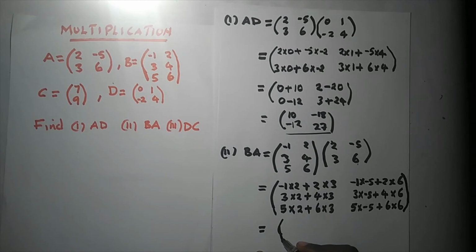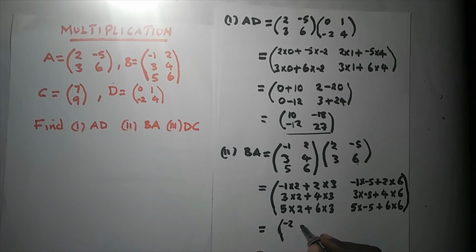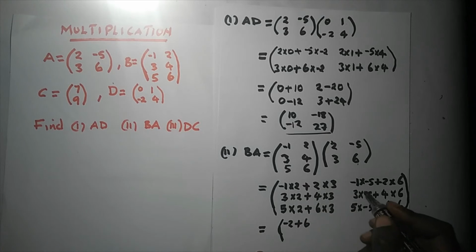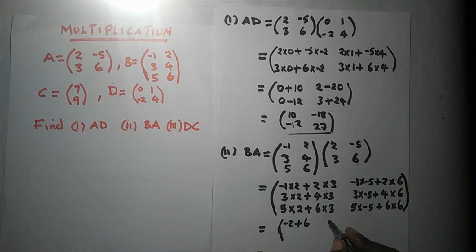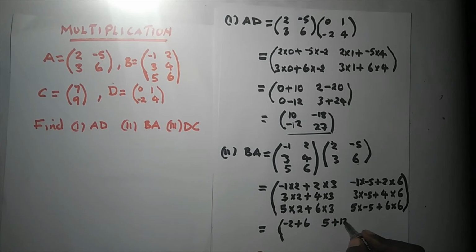We are going to have -1 times 2 is -2. 2 times 3 is 6 plus 6 here. -1 times -5 is +5. Then 2 times 6 is 12, so plus 12. Then we come down here. 3 times 2 is 6. 4 times 3 is 12. Then here 3 times -5 is -15. 4 times 6 is 24.